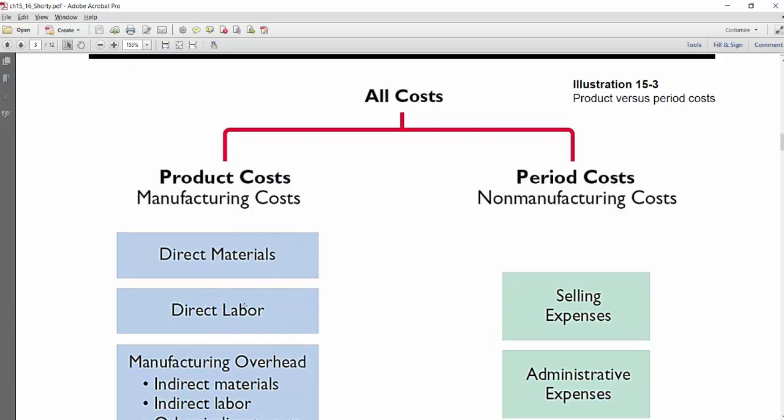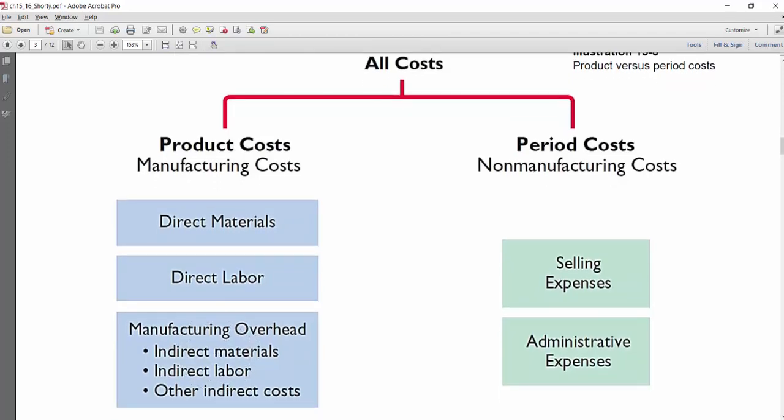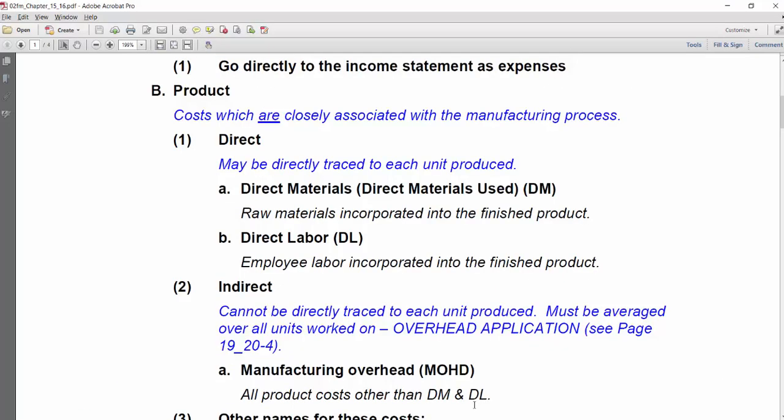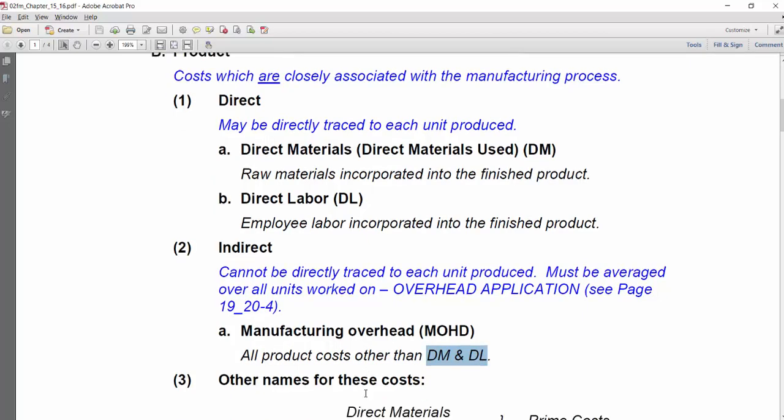Direct materials and direct labor are both direct costs, and manufacturing overhead could include materials that we cannot tell how much is on each unit we made, labor that we cannot tell how much is on each unit that we made, and other kinds of indirect costs such as rent of our factory and so forth. So manufacturing overhead then is all product cost other than direct material and direct labor. Now there are some other names for these costs depending on how you combine them into pairs and so forth.